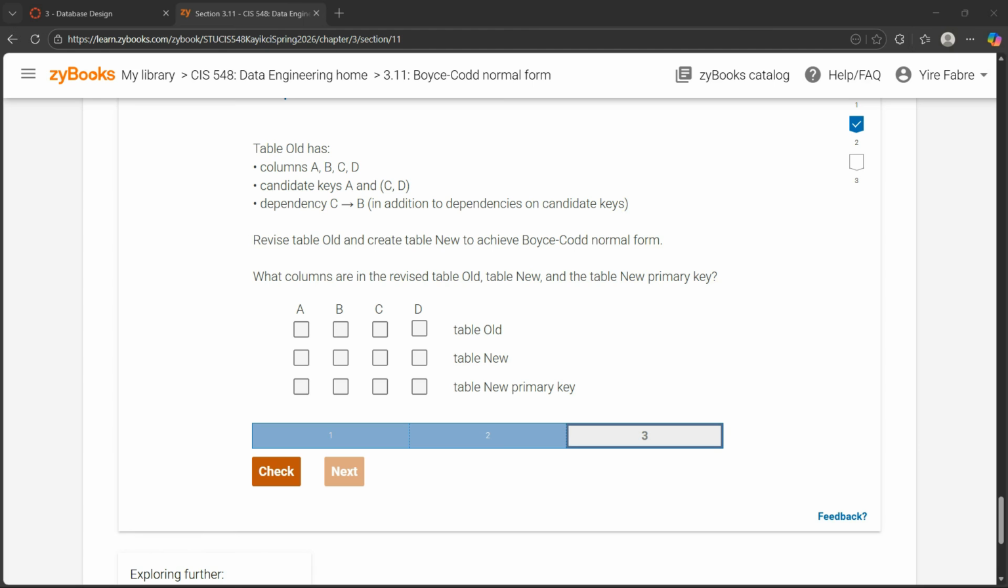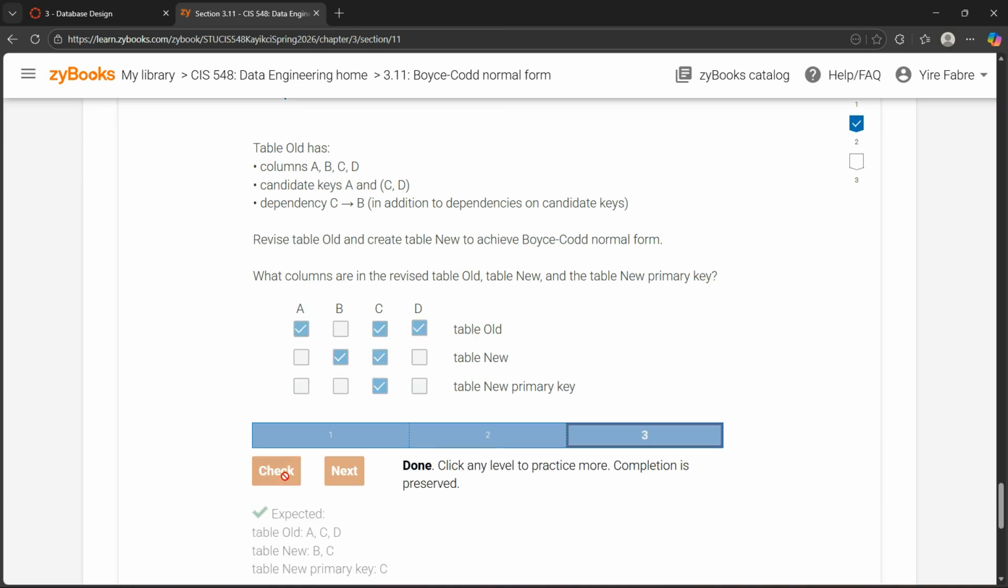So the final answer here, for the revised table all, will be A, C, D, right? For table new, it is C and B. And for the table new primary key, it will be C. So let's check. And we got it right.